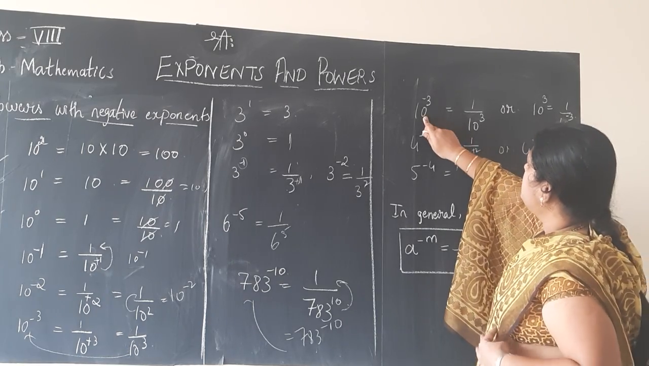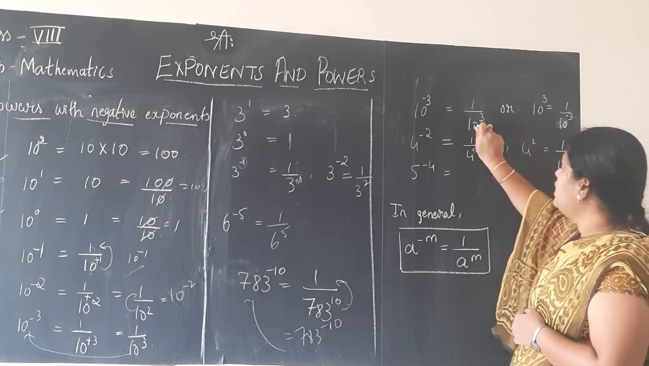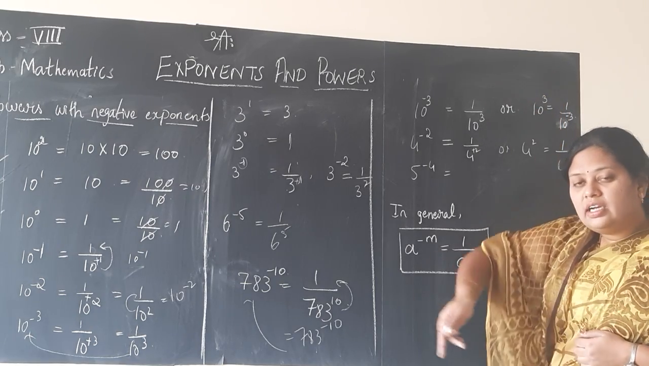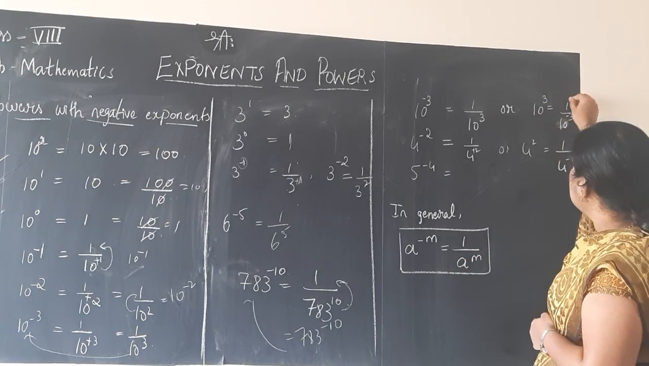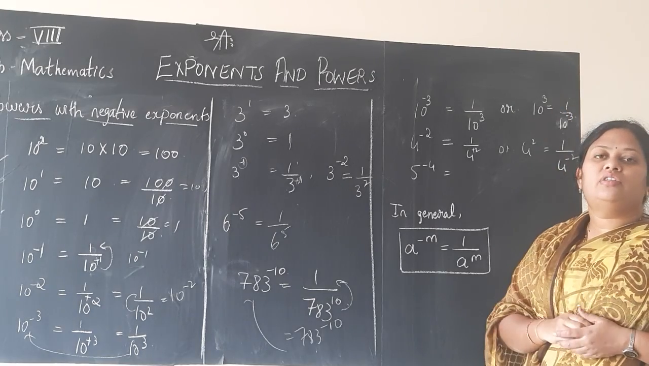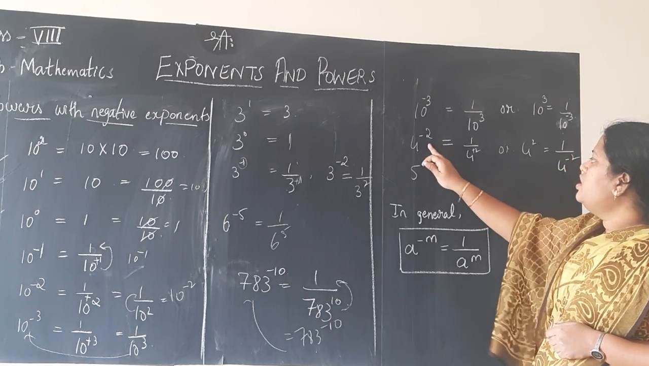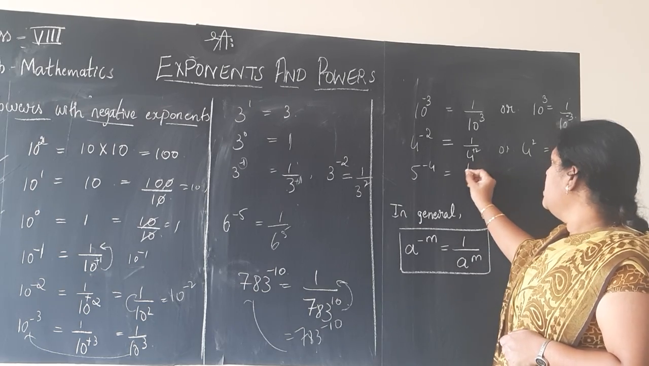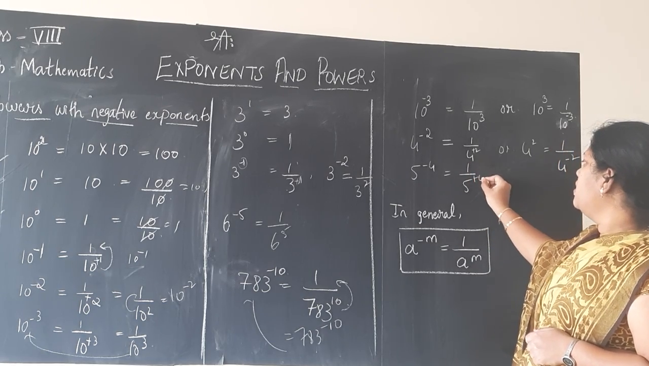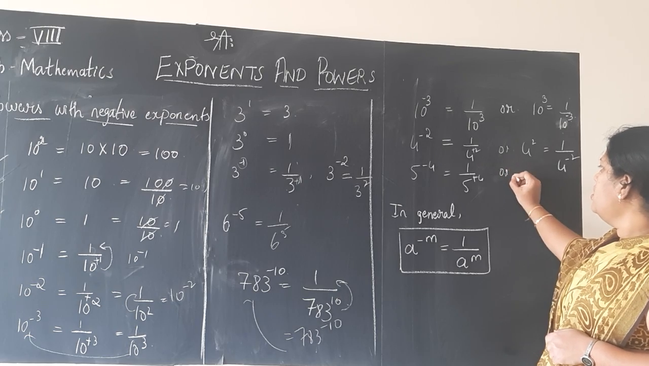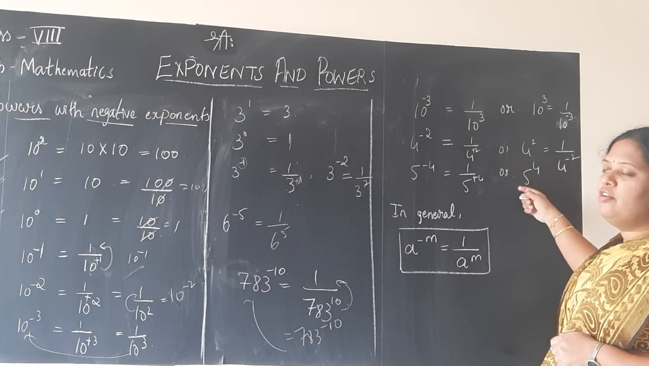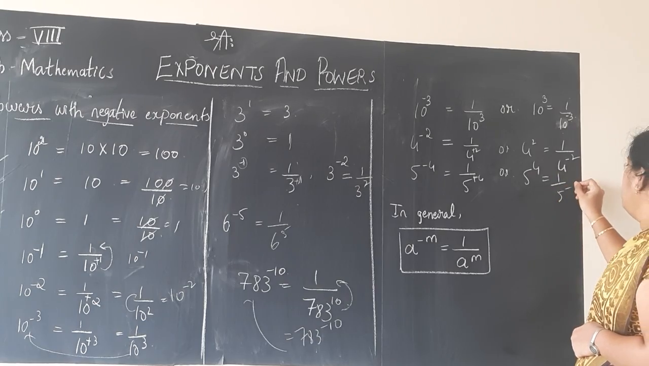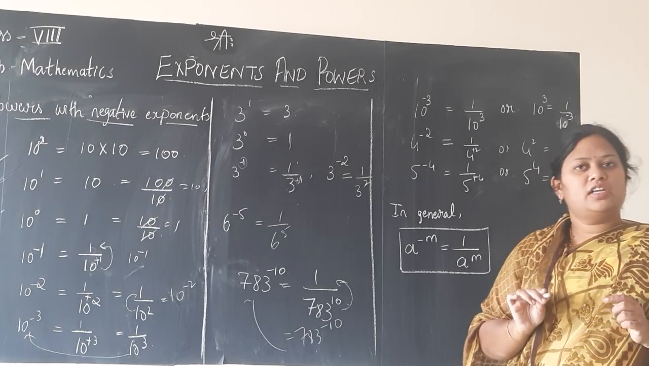10 power minus 3 is 1 by 10 to the power 3. What is 10 to the power 3? Express 10 power 3 in terms of negative exponents. It is simply 1 divided by 10 to the power minus 3. What is 5 to the power minus 4? It is 1 by 5 to the power plus 4. Or express 5 to the power 4 in terms of negative exponents. It is simply 1 by 5 to the power minus 4.